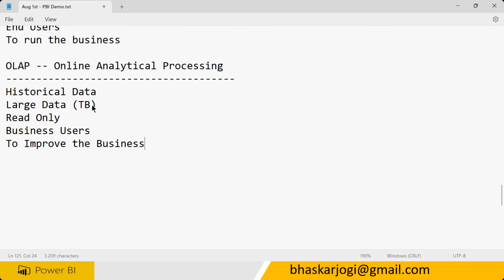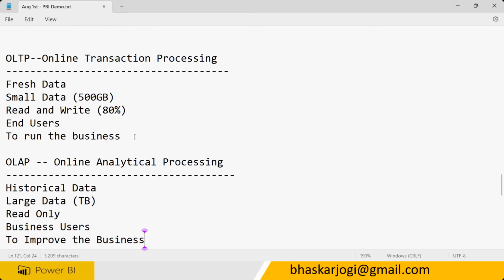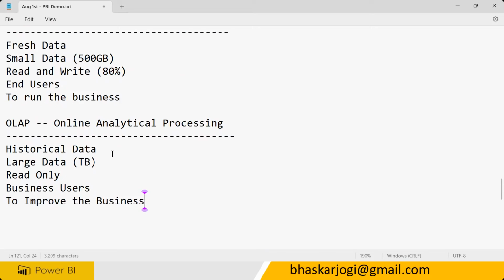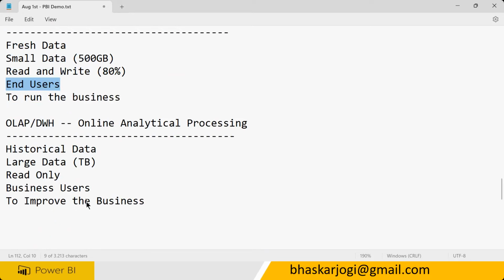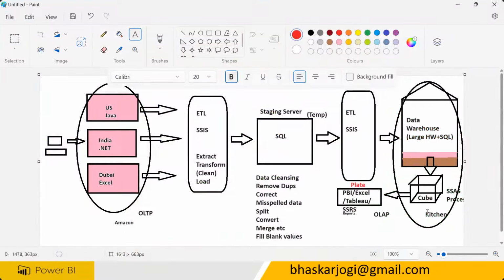And what is the purpose of OLTP? To run the business data. So this is a compulsory interview question. What is OLAP? OLAP is also called as data warehousing. So data warehousing will have historical data. OLTP will have fresh data, small data, read and write data. 80% of the time we're busy writing the data. End users are going to be connected to the OLTP, but this data is not going to be connected with the end users. All the data is going to be taken and used by the business people only. Means business users are going to be using it. So any questions?